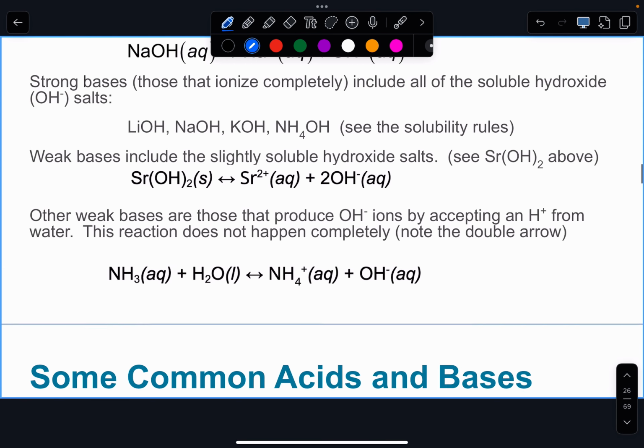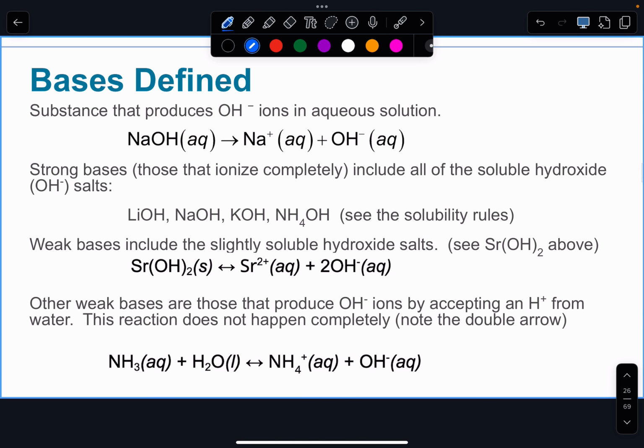Okay, so let's talk about bases now. There are two different types. Obviously, there are two different types of acids too, strong and weak. The strong bases look very different than the weak bases though. So the strong bases are listed here. It's actually all of the soluble hydroxides. Do you remember we said that lithium, sodium, potassium, and ammonium, no matter what they're with, will dissolve. So it's all of those with hydroxide. Those are the strong bases.